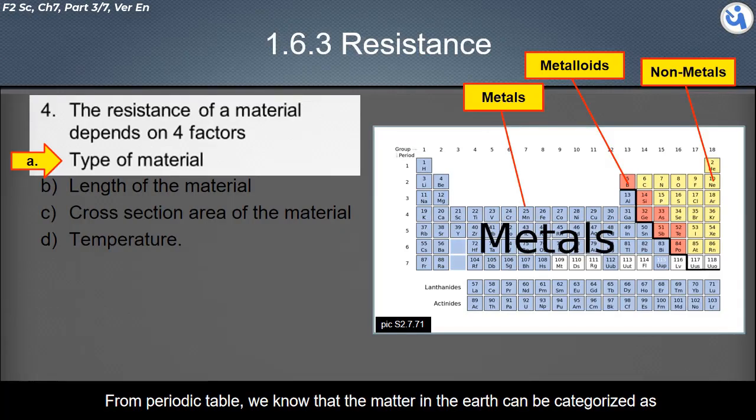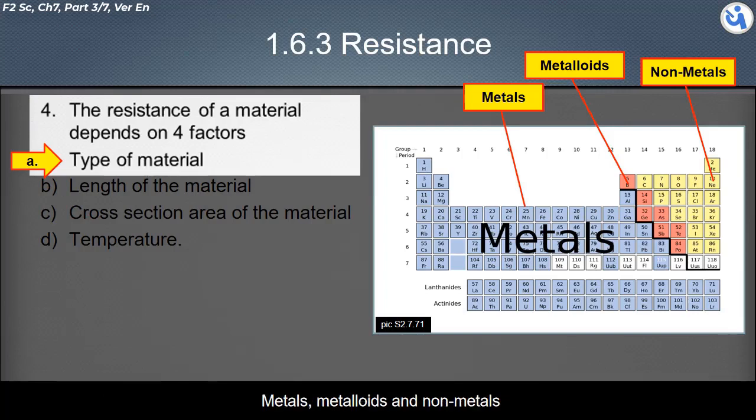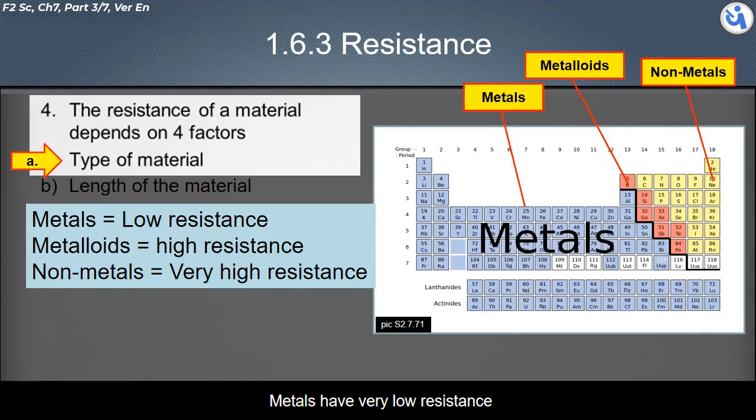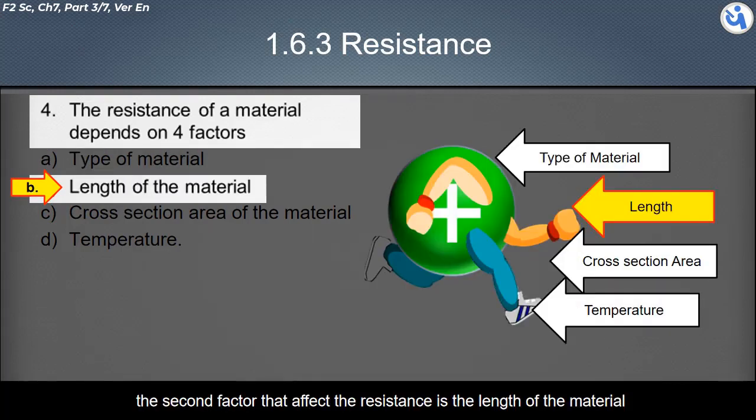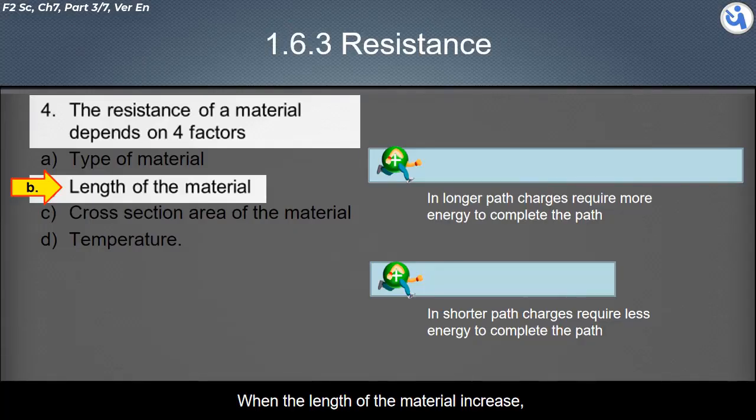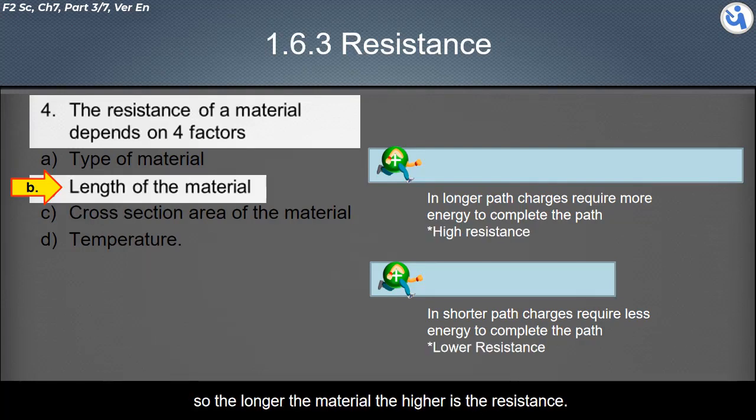From the periodic table, we know that matter on the earth can be categorized as metals, metalloids, and non-metals. Metals have very low resistance. Metalloids have higher resistance compared to metals. Non-metals have very high resistance. Among the metals, silver has the lowest resistance. The second factor that affects the resistance is the length of the material. When the length of the material increases, the charges require more energy to complete the path. So, the longer the material, the higher the resistance.